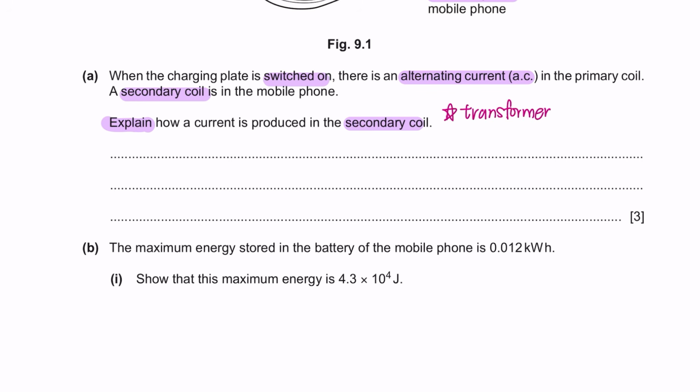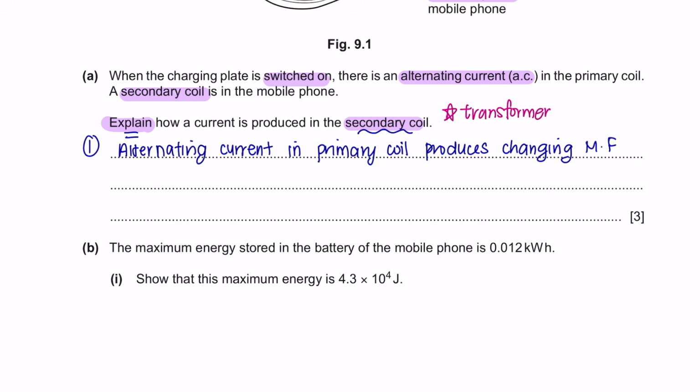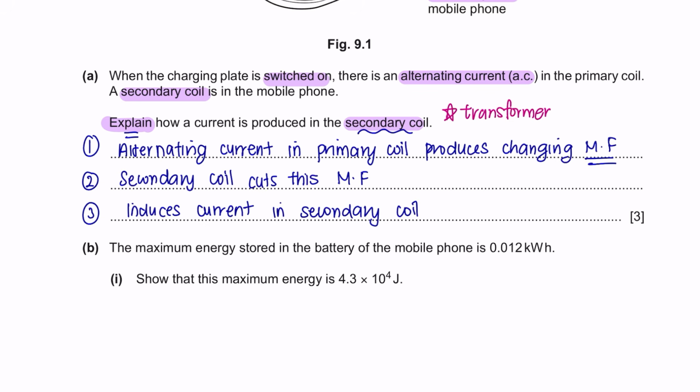So you can use the principle of how a transformer works to explain how the current is generated in the secondary coil. For the first point, you could mention that the alternating current in the primary coil will produce a changing magnetic field. Therefore, the secondary coil now cuts this magnetic field, which induces the current in the secondary coil.